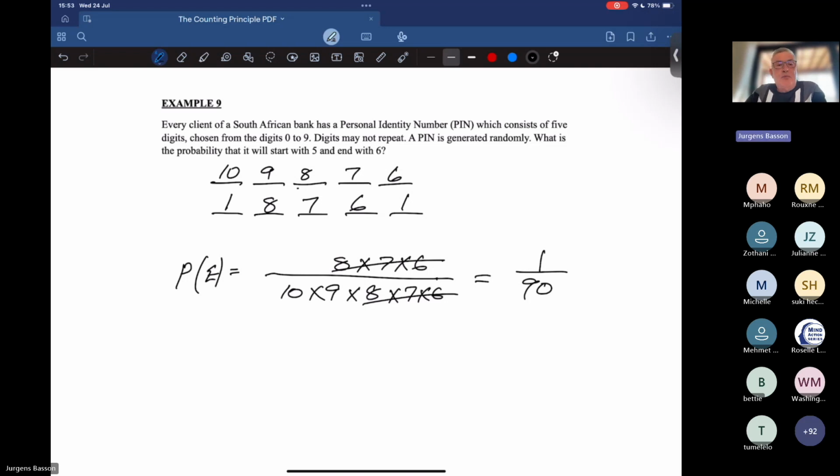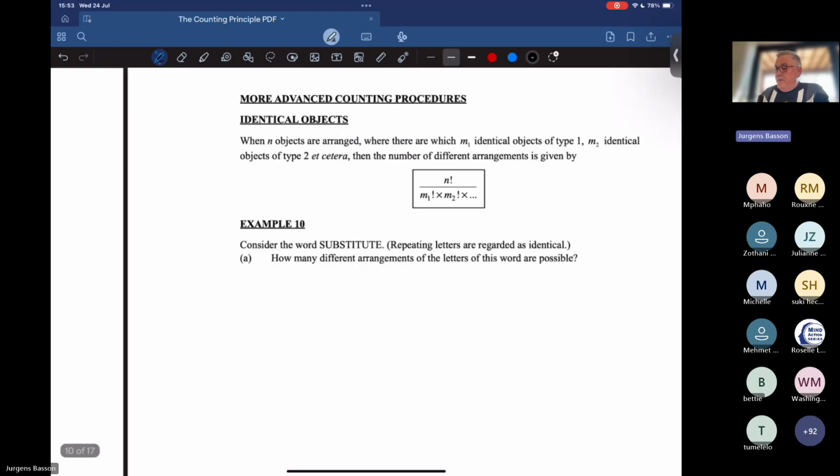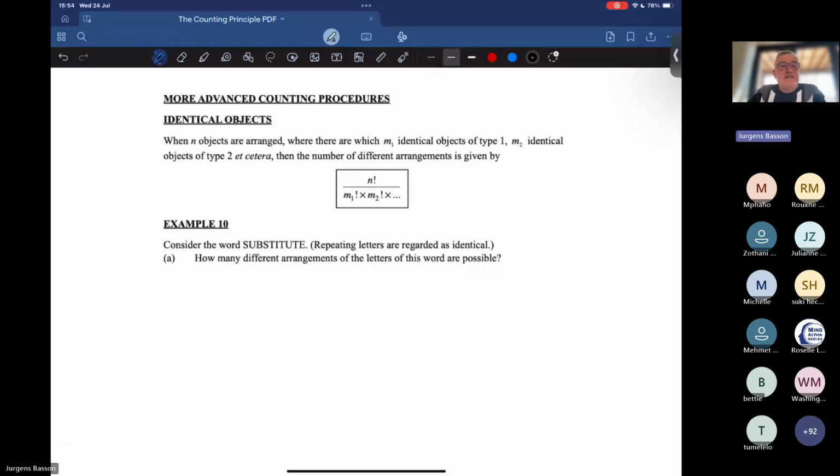So this is about probability. How do I use the counting principle to do probabilities? So let's see what is next. Now, in this one, I say more advanced counting procedures. The first one, the heading I give it, is identical objects. So as you can now see, we're going to move to slightly more difficult problems. But we still remember what we did and how we approached it. We will do the same here.